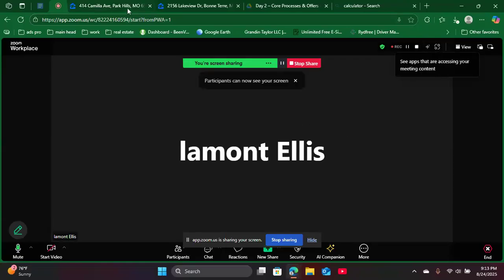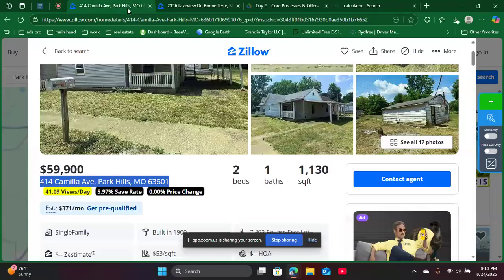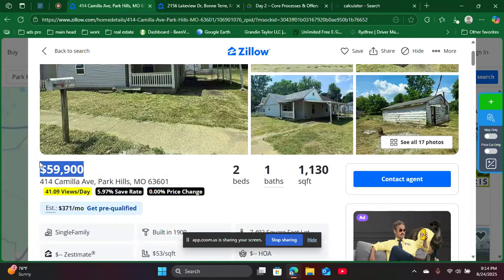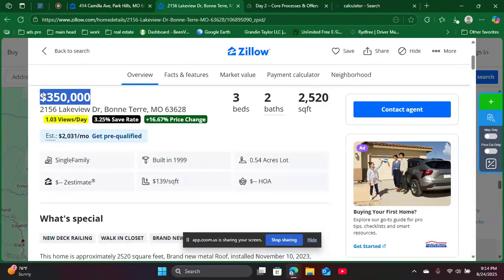Okay, again, this is not a Zoom. This is just the easier way for me to record. This way it's very simple and fast. Okay, so purchase price is this. I got two houses that have two different purchase prices. I want to show you how this works.